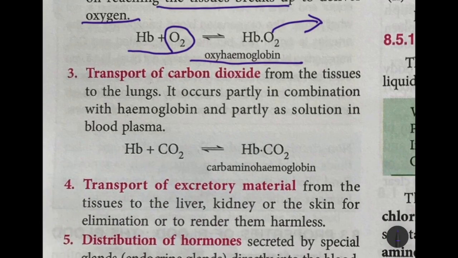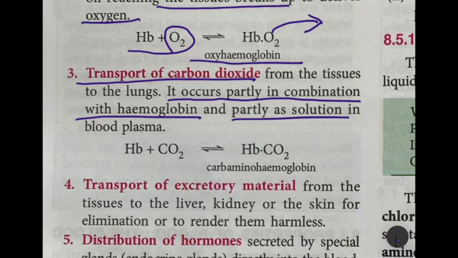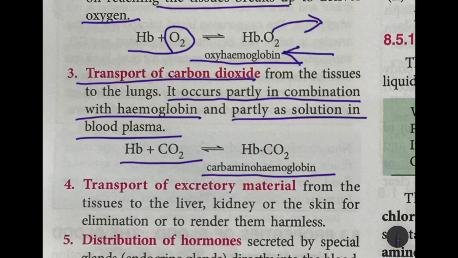Now, next is transport of carbon dioxide from the tissues to the lungs, because you know carbon dioxide must be excreted out. So it occurs partly in combination with hemoglobin and partly as solution in the blood plasma. That means the carbon dioxide will dissolve in the blood plasma and it is carried to the lungs, and a little bit of it is combined with hemoglobin and it is known as carbaminohemoglobin. Please remember, oxyhemoglobin is with oxygen and carbaminohemoglobin is the combination of hemoglobin with carbon dioxide.